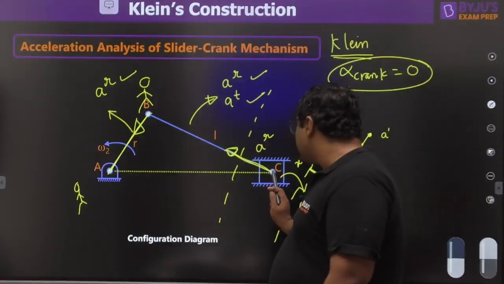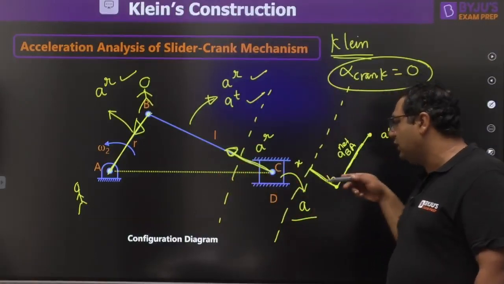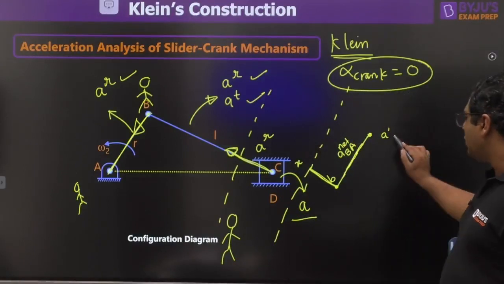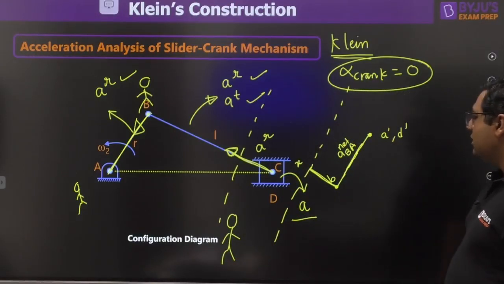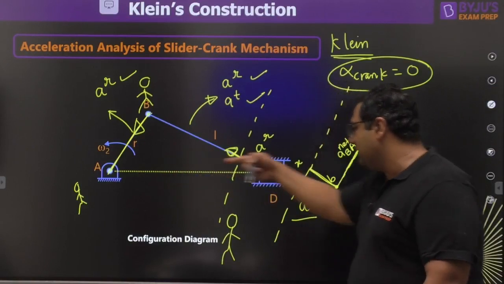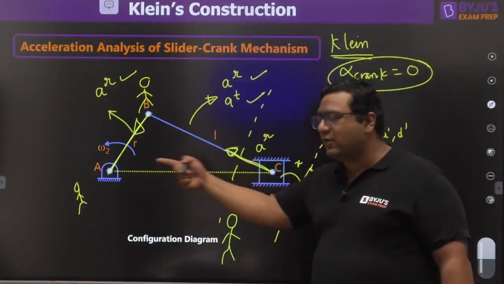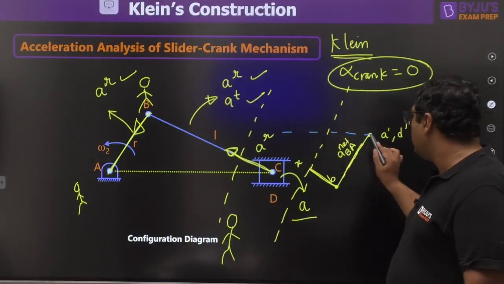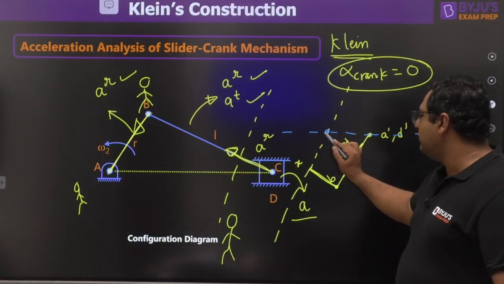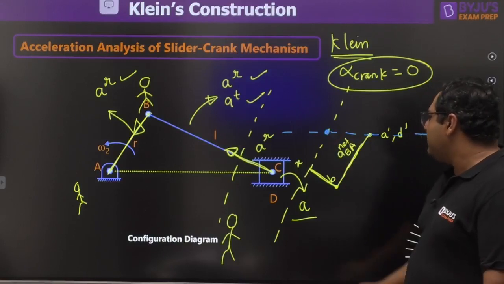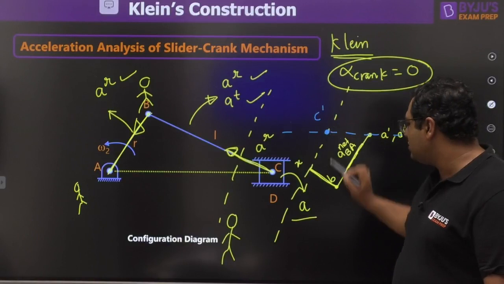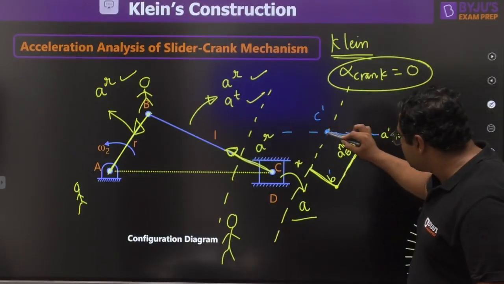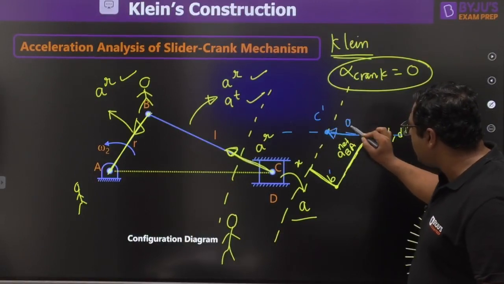Now for the slider, the motion is going to be horizontal. Looking from the ground, which is fixed, A dash and D dash can be taken together. So according to that, slider acceleration is either in this way or in that way. We will go for both the possibilities. So this you will get as the next point, which is nothing but C dash. B dash we already got, this is C dash. So this will be the acceleration of the slider.